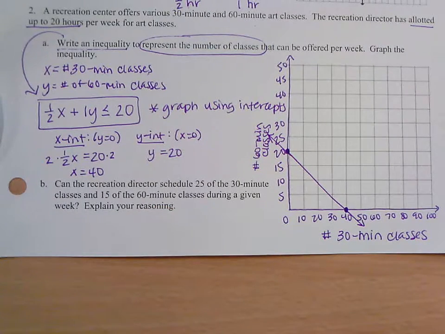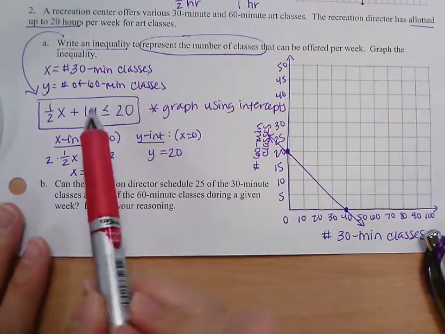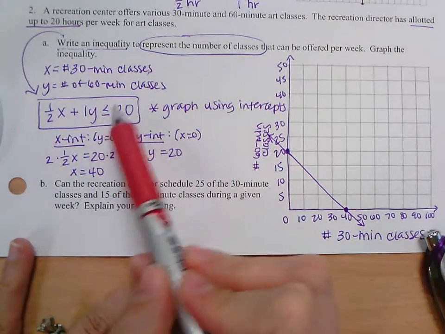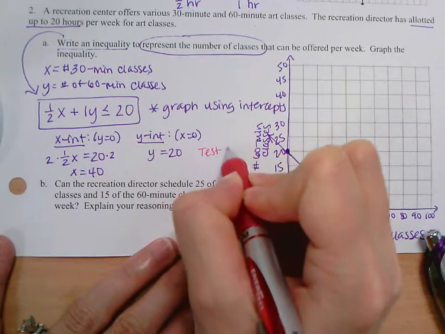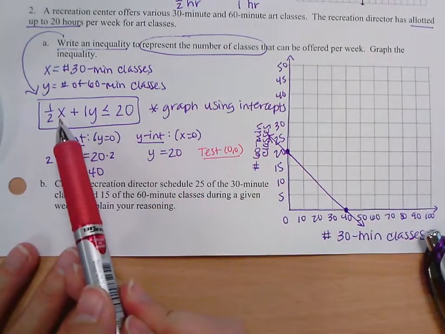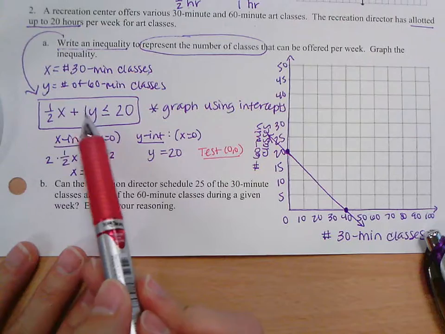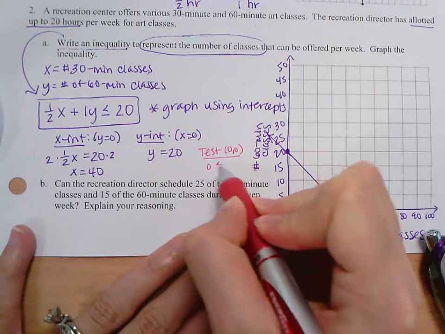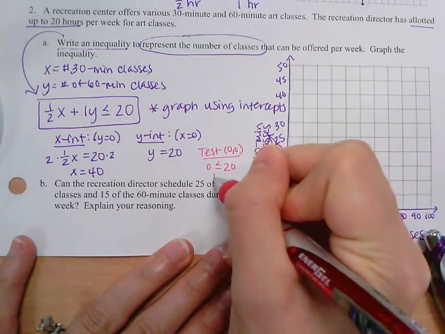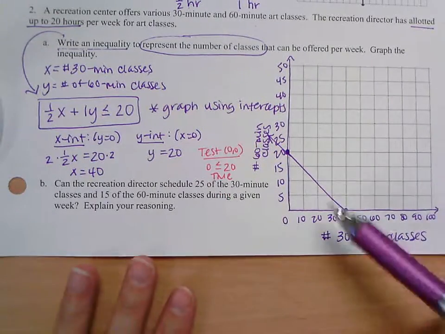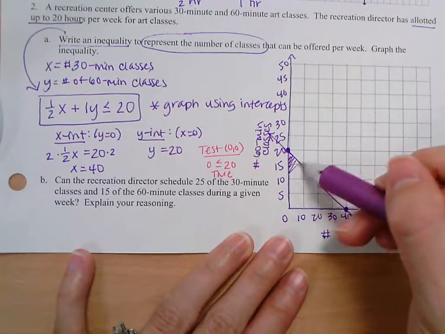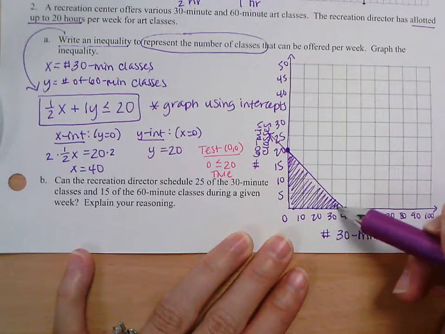Okay, so then you end up with that triangle there, or this area that's outside of it, and you do need to shade one of those two parts. So again, if I were to test, since my line isn't touching 0, 0, I can test 0, 0. So if I were to put 0 in for both x and y, 1/2 times 0 is 0, plus 1 times 0 is 0, so this left side is 0, is less than or equal to 20, and that is true. So I would want to shade towards 0, 0, meaning it's this triangle that is shaded.